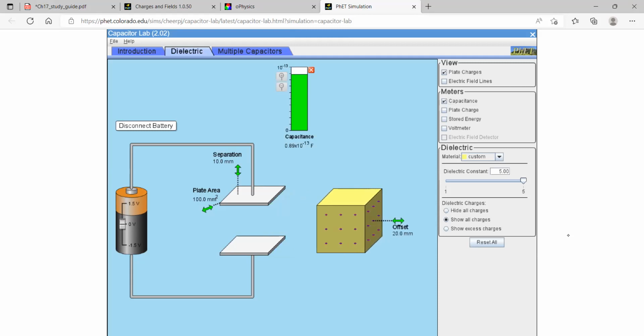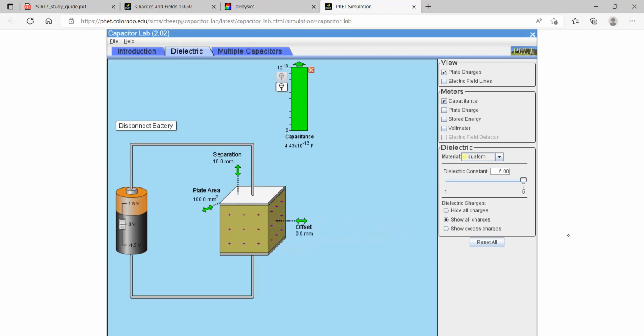So now let's say this is the bar on the top, it says the capacitance, okay. The green line shows the capacitance. Now if I insert this insulator inside this, you see that it increases a lot. The capacitance increases a lot.